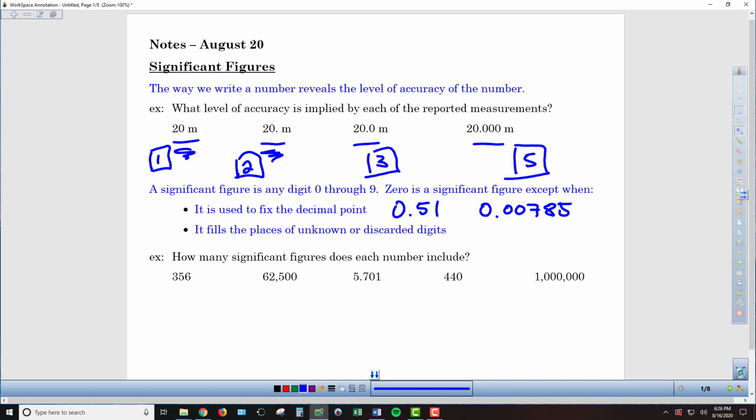So if you take a moment, go ahead and try this next set of numbers and identify how many significant figures each has. Maybe hit pause for a moment, and then you can go ahead and hit play and see how you did.